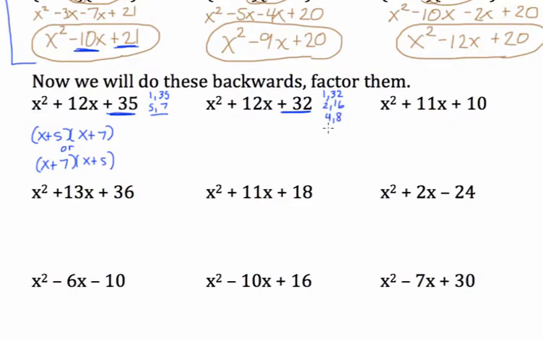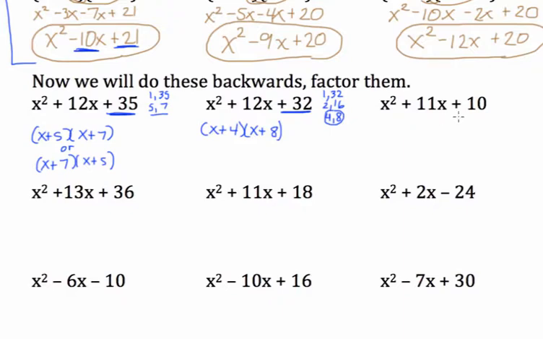Now look at those. Which one of those pairs adds up to be 12? Well, 4 and 8. That means I have x plus 4 times x plus 8. Again, you might be able to do that quicker. If you can just write that down by looking at the numbers, go for it.